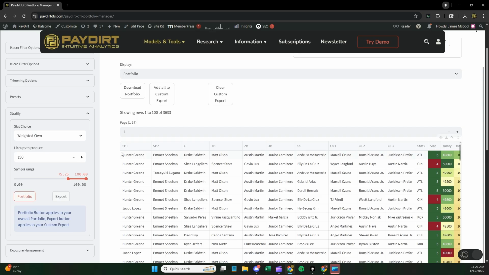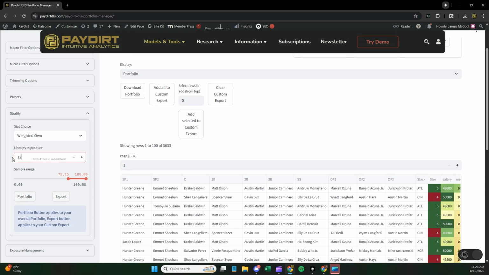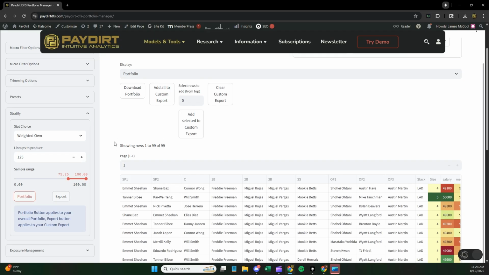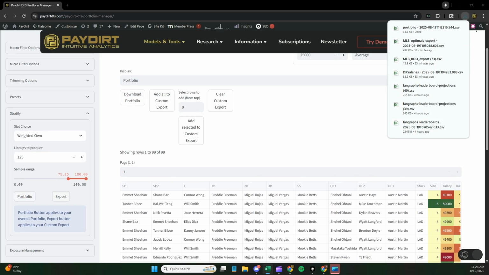So I'm just going to apply that to the portfolio. That gives me 114. Actually, I want that a little bit lower, so let's reset that. Let's go with 125. I want about 100 lineups. Yeah, okay, that's perfect. So I have those. And then I'm just going to download the portfolio.